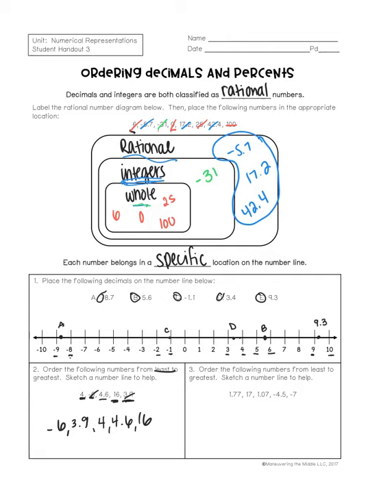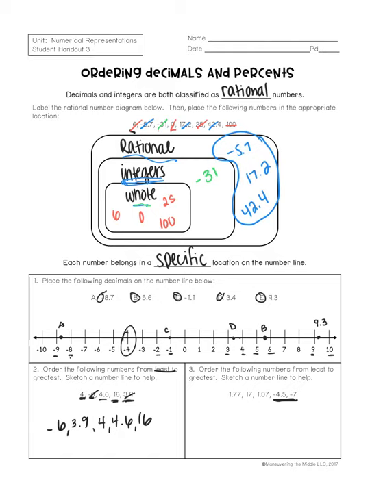Okay? So now, we have 1.77, 17, 1.07, negative 4.5, and negative 7. So, first of all, I have two negative numbers. Now, you may be thinking, oh, well, negative 4.5 is smaller than negative 7. No. Look up here on the number line.